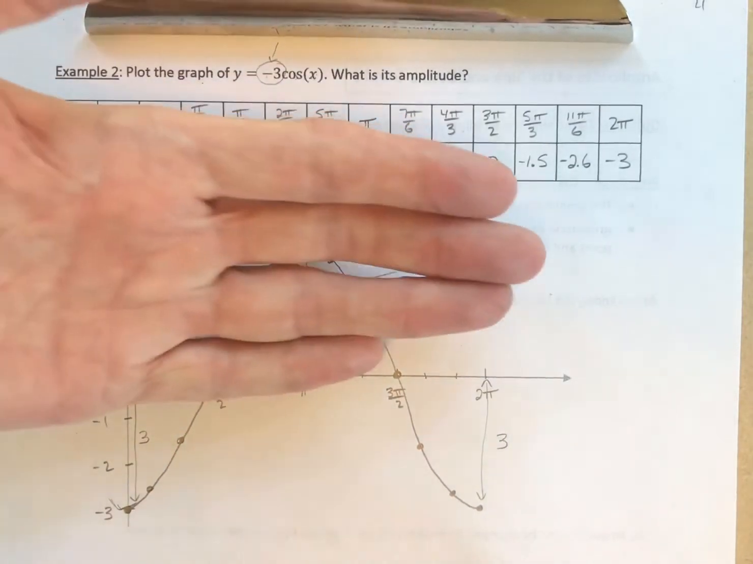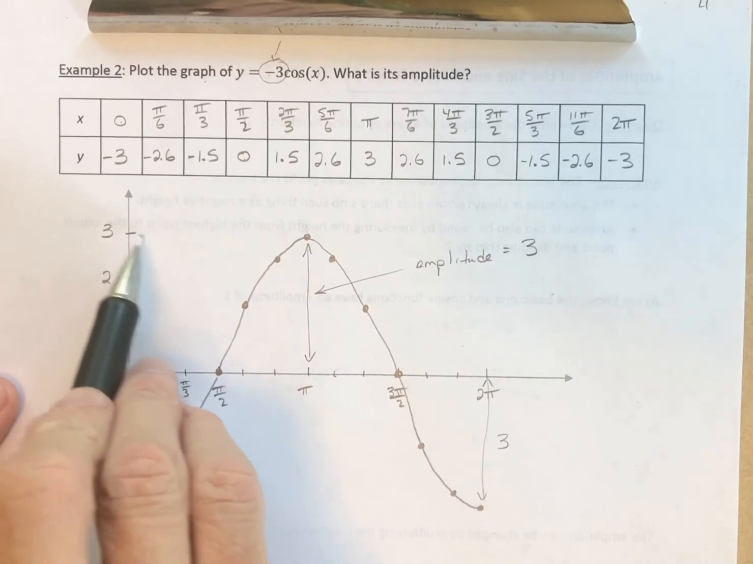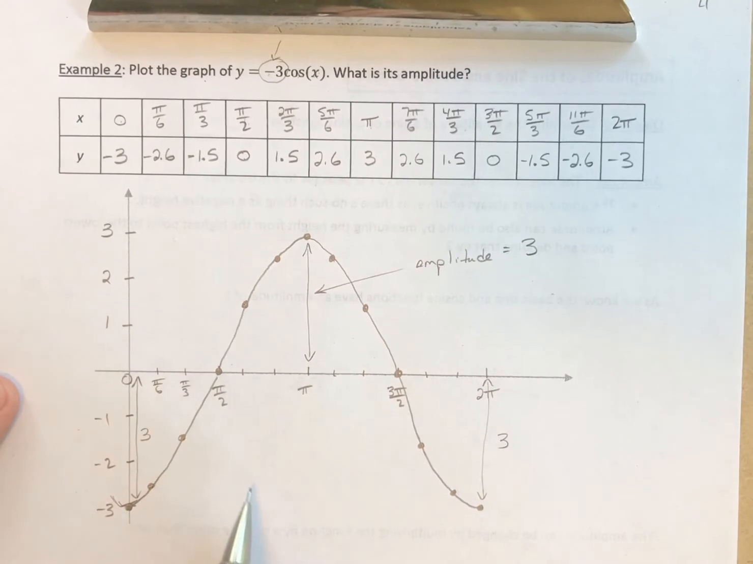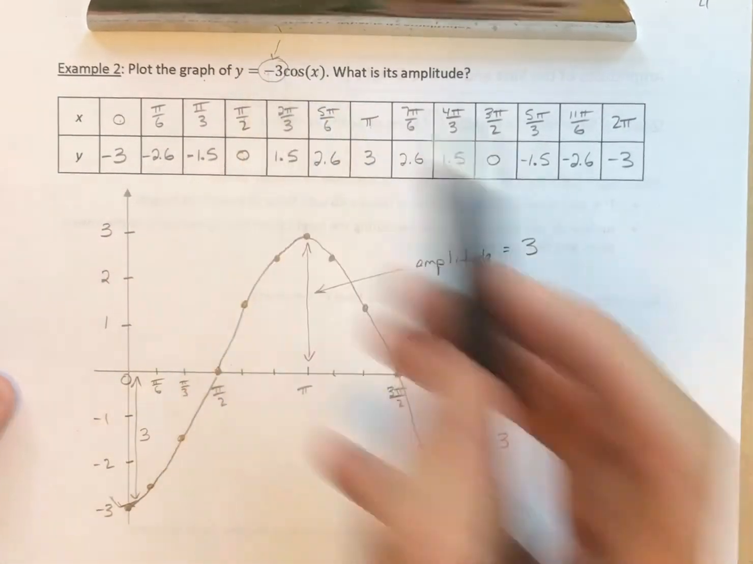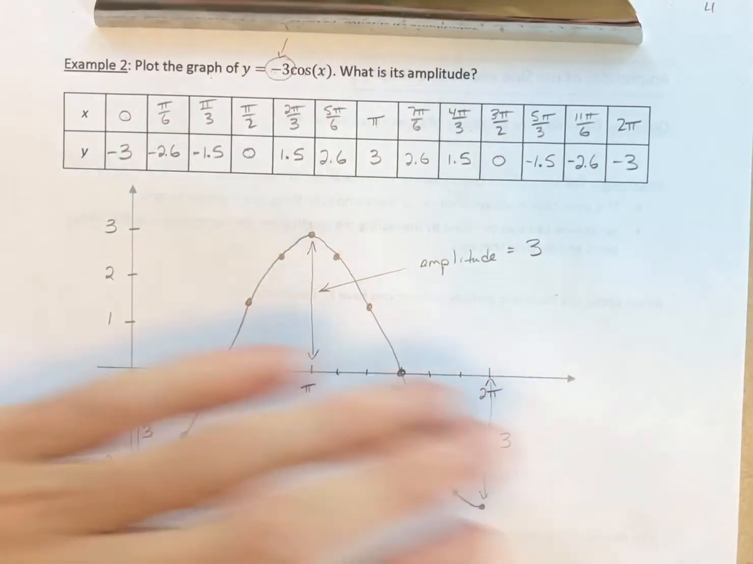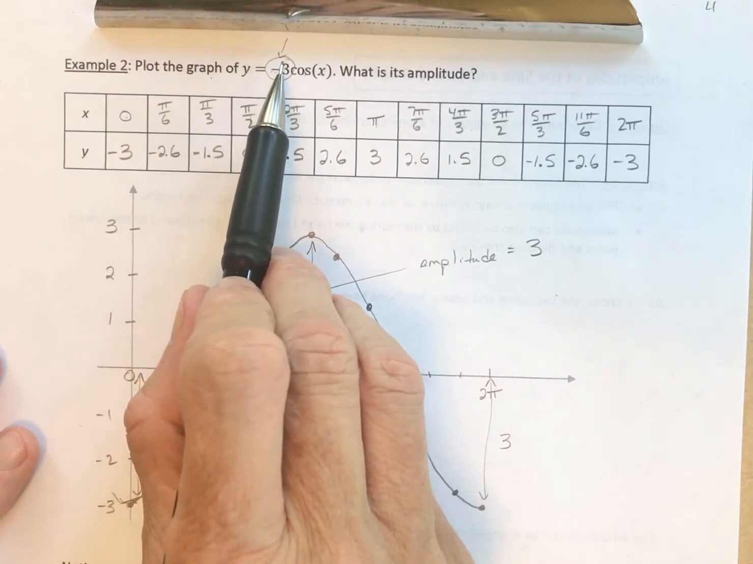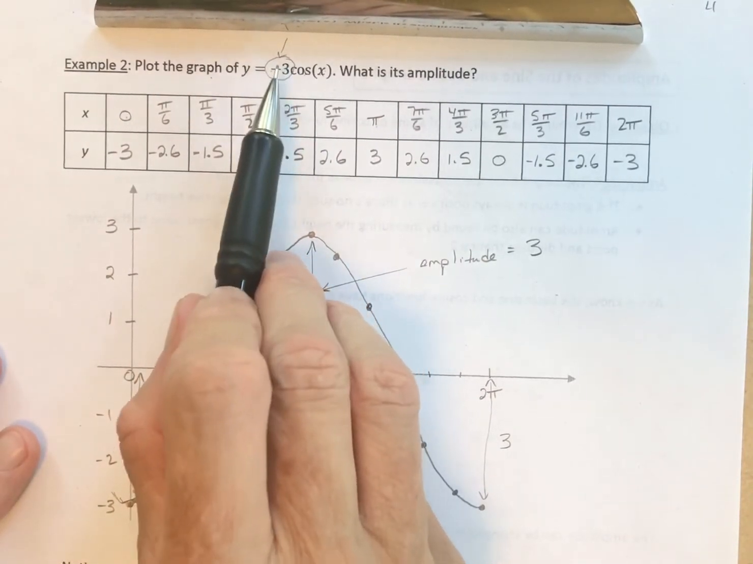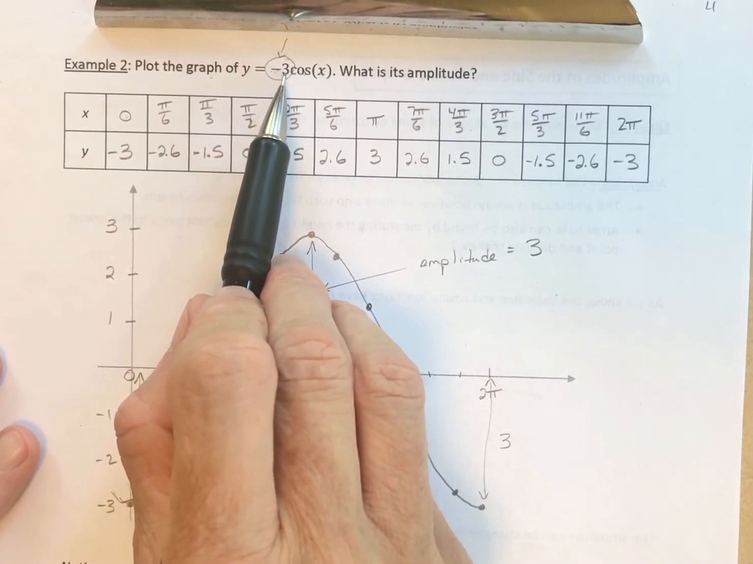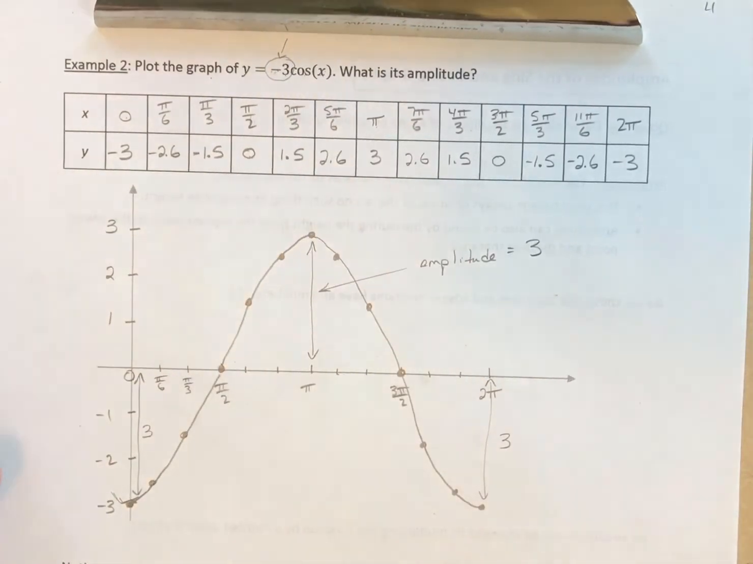Well, the negative kind of reflected it about the x-axis. Remember, cosine would have gone like this. We've been starting above, coming down, and then going back up. But the negative inverted the graph. It flipped it about the x-axis, okay? And the amplitude, again, is the absolute value of what's up here. The negative said flip it or invert it, but the absolute value of the negative 3 represents the amplitude.